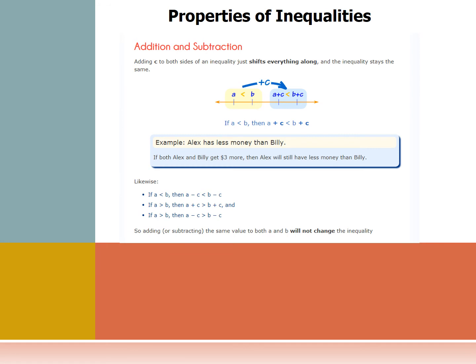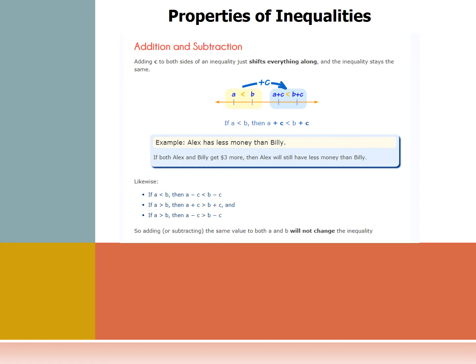Example: when Alex has less money than Billy, if both Alex and Billy get $3 more, then Alex will still have less money than Billy. And here we have, if A less than B, then A minus C less than B minus C. This is the same with the addition.